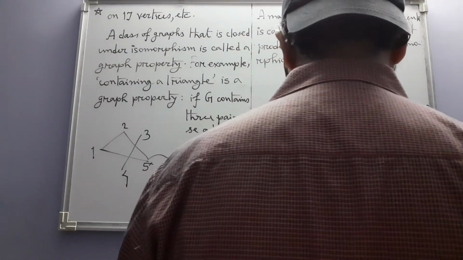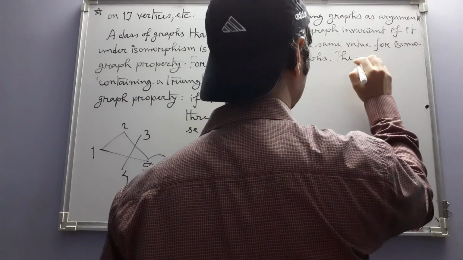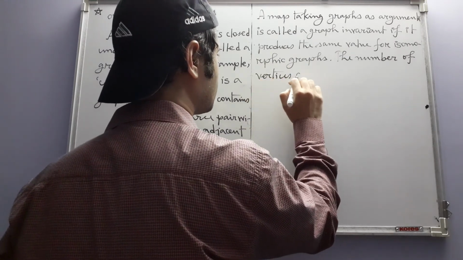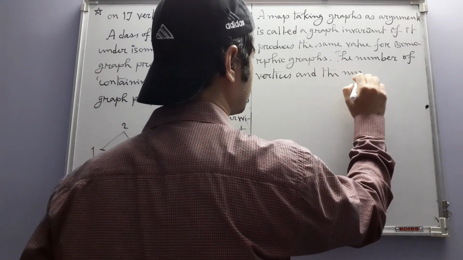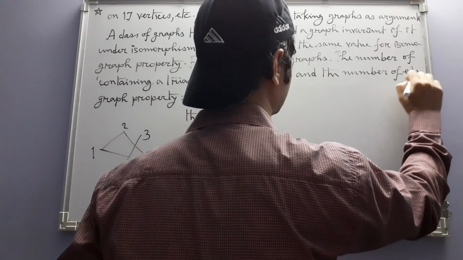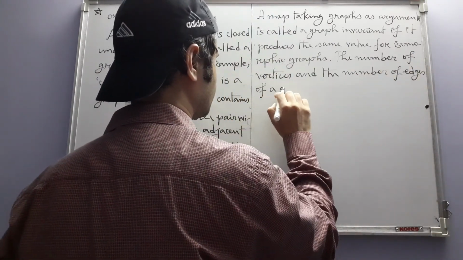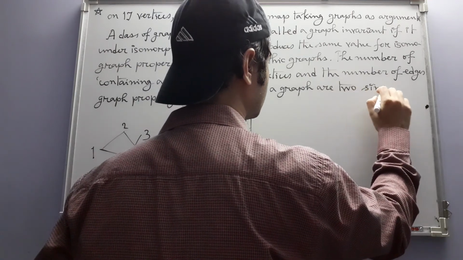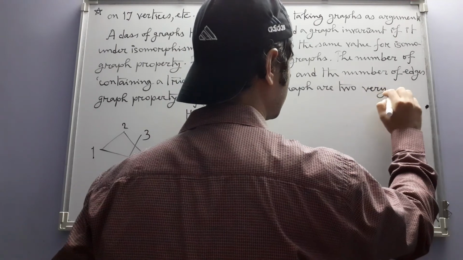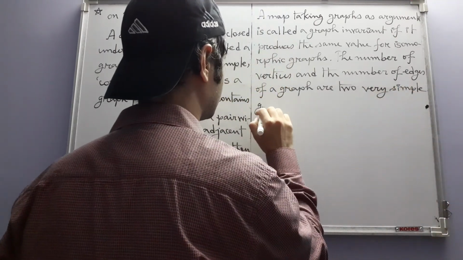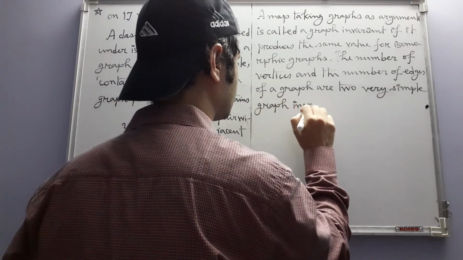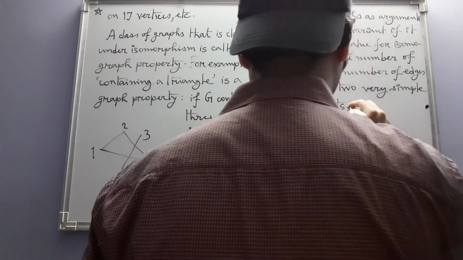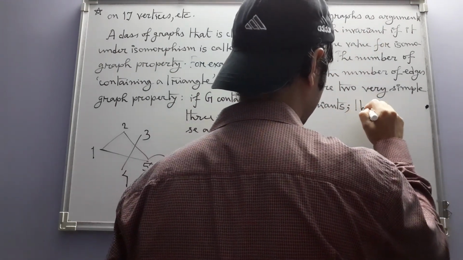graph invariant. The number of vertices and the number of edges of a graph are two very simple graph invariants, and the greatest number of pairwise adjacent vertices is another.